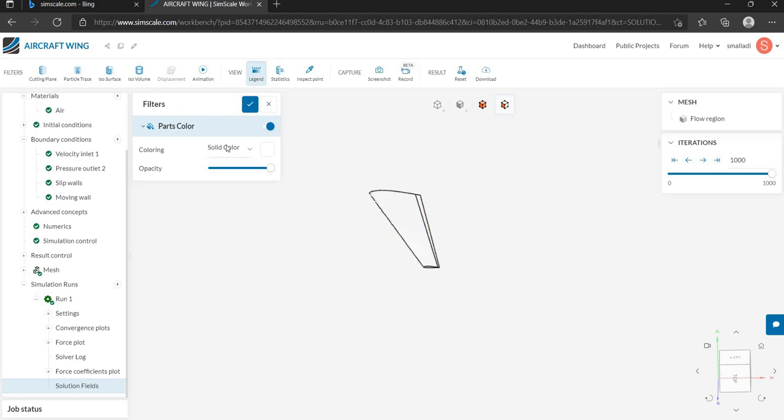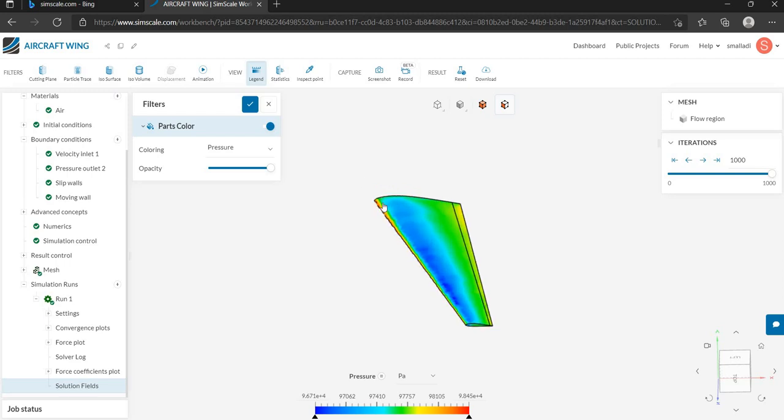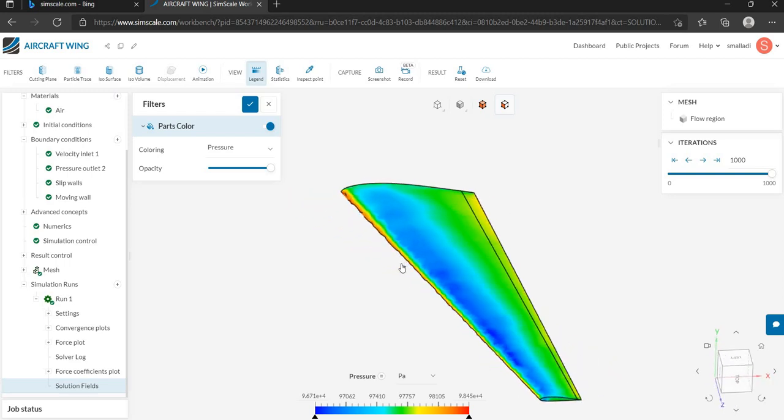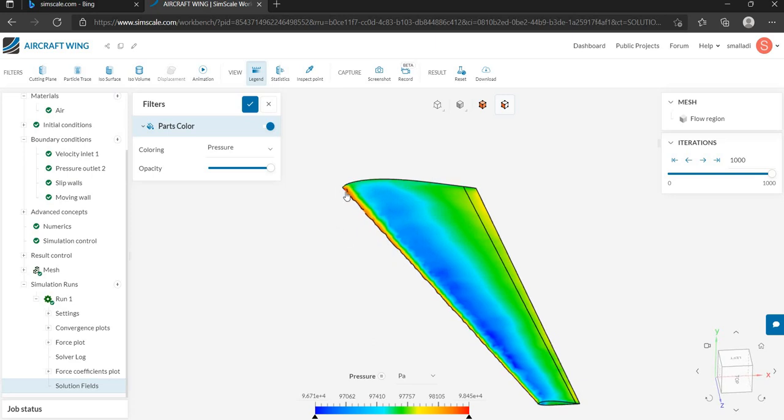In parts color, select coloring as pressure. This is the pressure contour plot of the aircraft wing. As we know, the air flows from the leading edge to the trailing edge of the wing. When the air strikes the leading edge, the velocity of the air decreases and pressure increases.